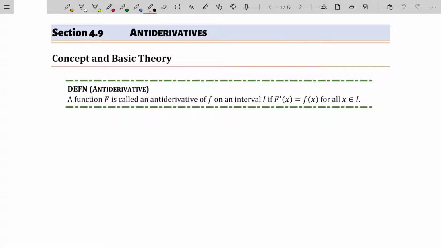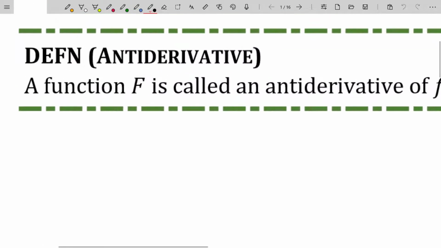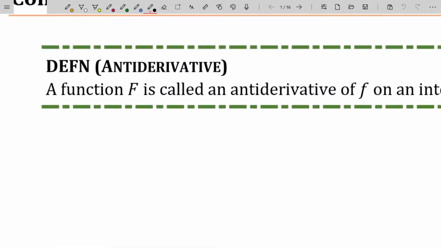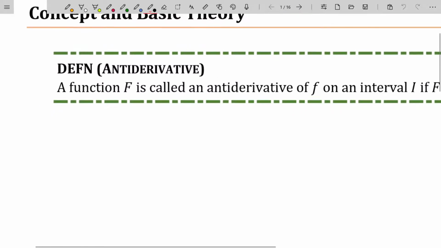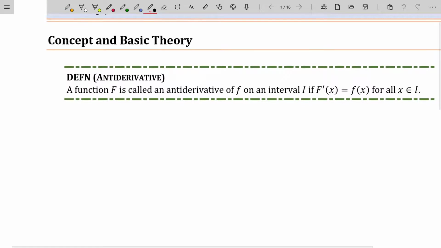So this is a wonderful topic to really get a hold of, and actually it's pretty understandable. So let's start here with just the concept and basic theory of what an antiderivative actually is. A function, and we usually denote that function capital F, is called an antiderivative of a function little f on an interval I if the derivative of capital F is equal to little f for all x on that I.